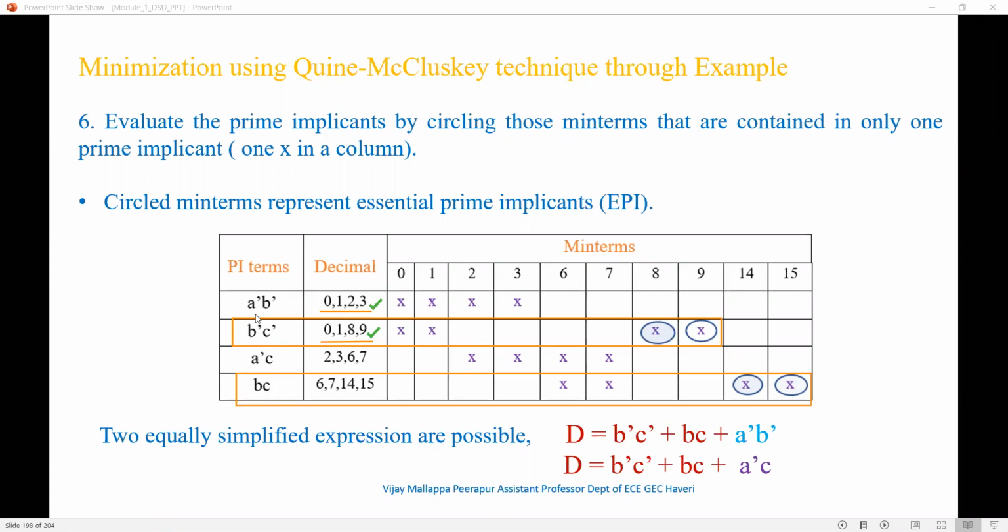So we have A bar B bar here. The other prime implicant, what is the expression for this one? A bar C. So this is also correct and this is also correct. We have two simplified expressions for the given problem. Everyone understood this one? I request all the students to please verify the same using the K-map technique.